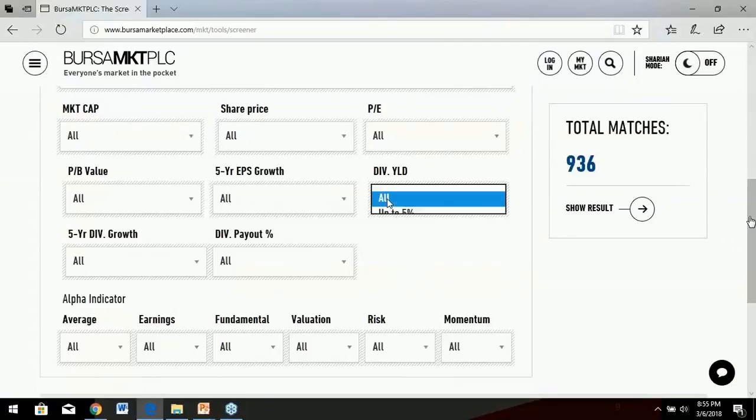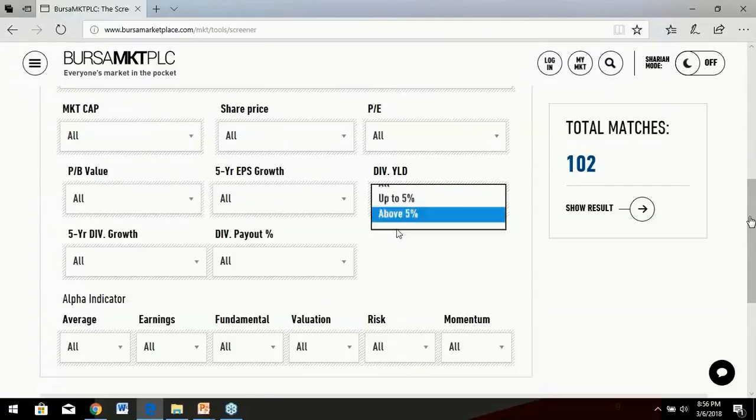Okay, so here we have two choices. Number one, up to 5%, which is anything below 5%. Number two, above 5%. Okay, which is anything above 5%. So meaning to say, for every 1,000 ringgit you invest, if you want to make more than 50 ringgit in dividend yield, then you should choose above 5%, which I'm going to click onto right now.